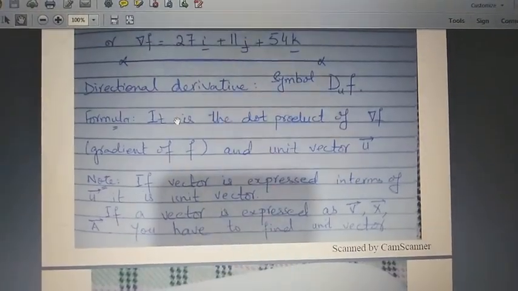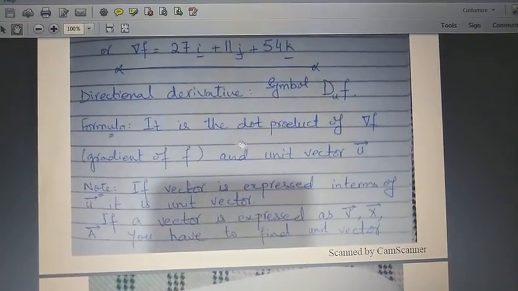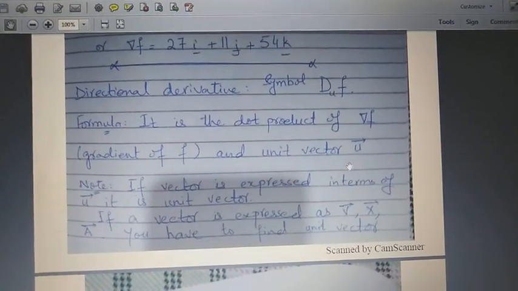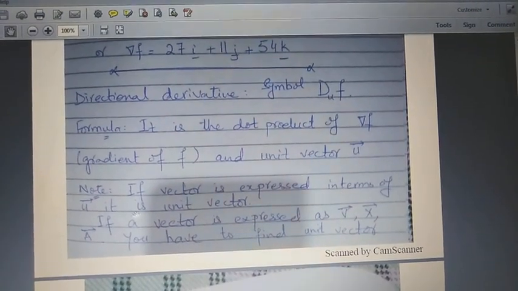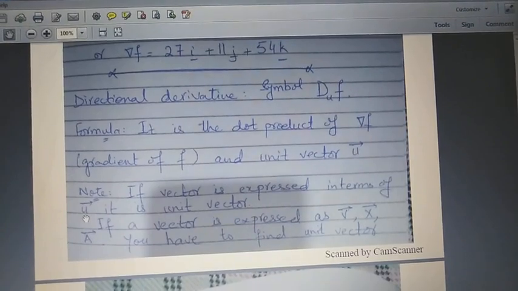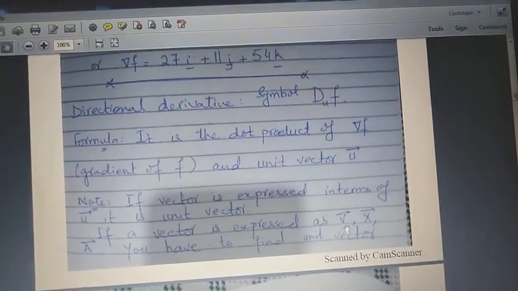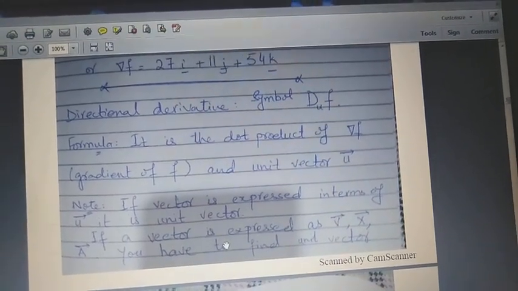So what are the directional derivatives in terms of a formula? The directional derivative is actually the dot product of the gradient of f with a unit vector u. Specifically, the unit vector is written with u, which means that if in a question the vector is given with u, it means it is already a unit vector. You do not have to find the unit vector. But if a vector is given with any other symbol like v, x, a, then you are supposed to find out the unit vector first.